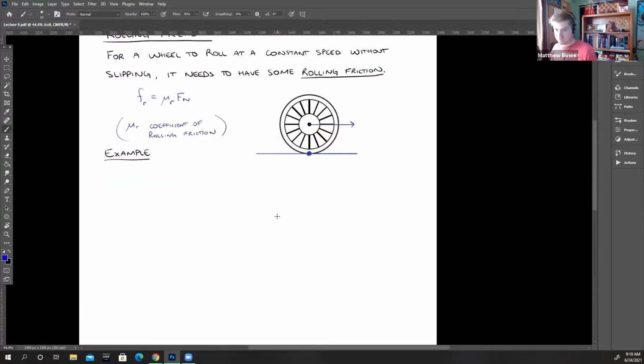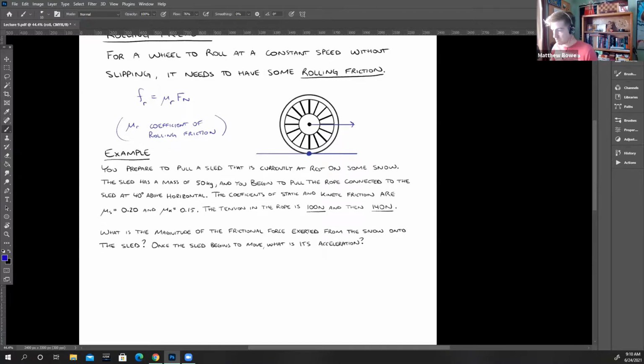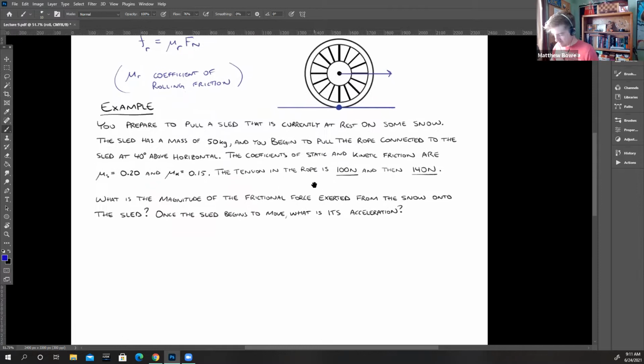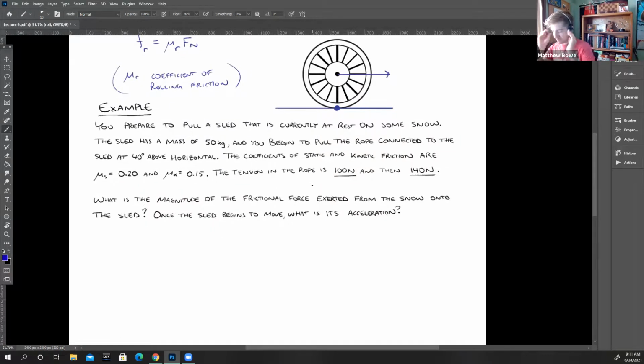Example. This example is going to use multiple parts with multiple types of friction. So we are preparing to pull a sled that is currently at rest on some snow. The sled has a mass of 50 kilograms, and you begin to pull the rope connected to the sled at an angle of 40 degrees above horizontal. The coefficients of static friction and kinetic friction are given here, 0.2 and 0.15.